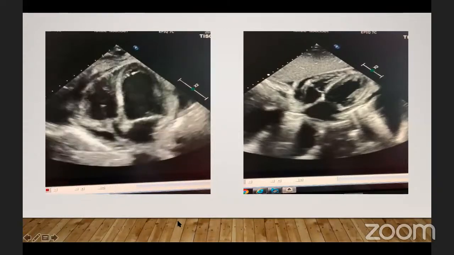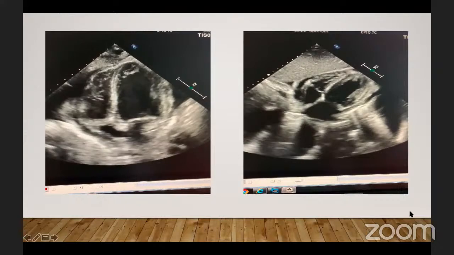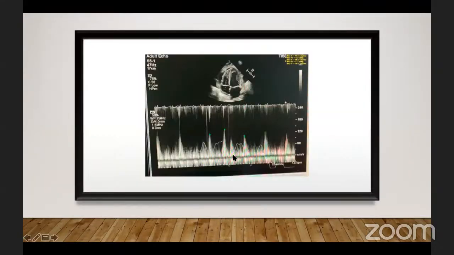And the other parameter, this was the pulse wave across the tricuspid valve, and you can see the respiratory variation. But for the variation across the tricuspid valve to say it's tamponade, it should be more than 40%. This was around 25%, so it was a really large and huge pericardial effusion, but it was not tamponade.